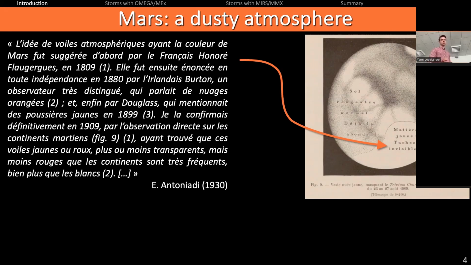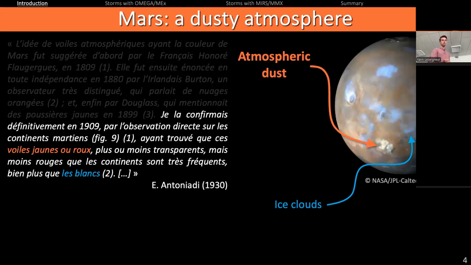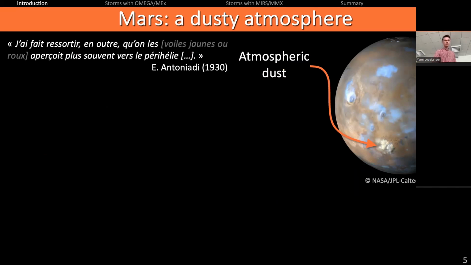Now if we look at recent observations of Mars and the atmosphere of Mars, we can indeed see some white clouds and yellow clouds. The white clouds are the ice clouds and the yellow clouds, the storms. Eugène Antoniadi also highlighted that the yellow veils are seen more often towards perihelion. So these atmospheric dusts are mostly observed near the perihelion. So he suggests that there is an annual dust cycle that can be observed on Mars.